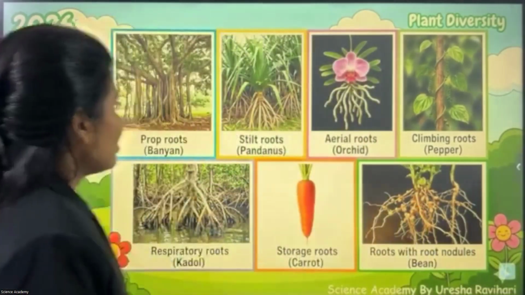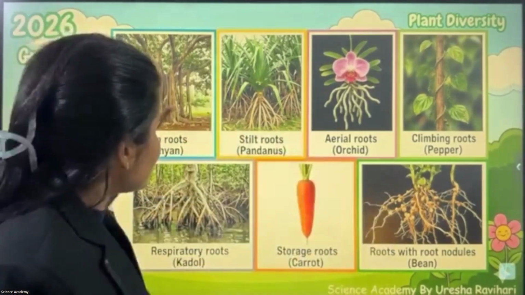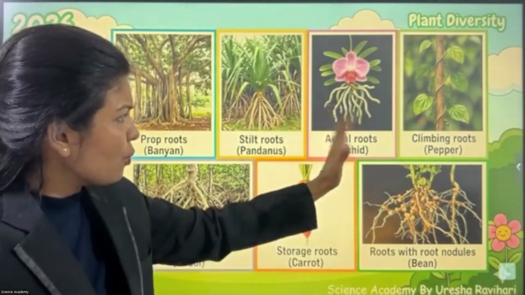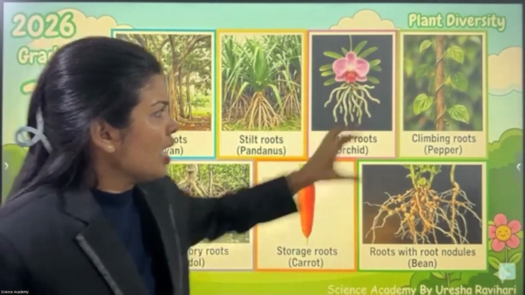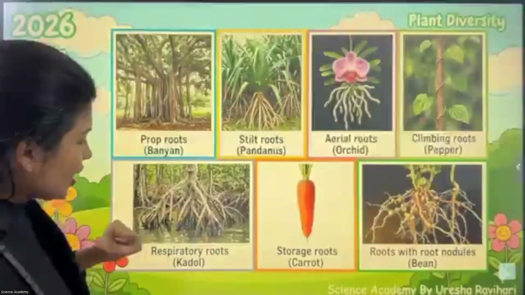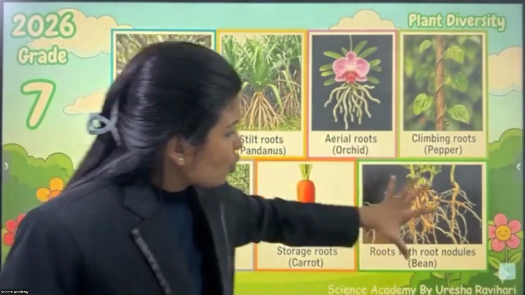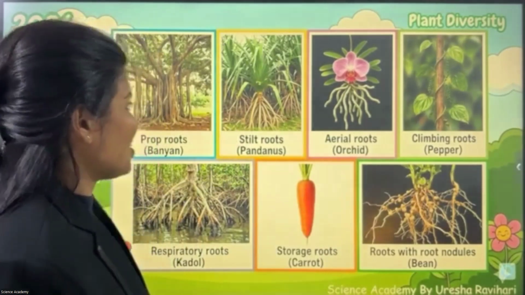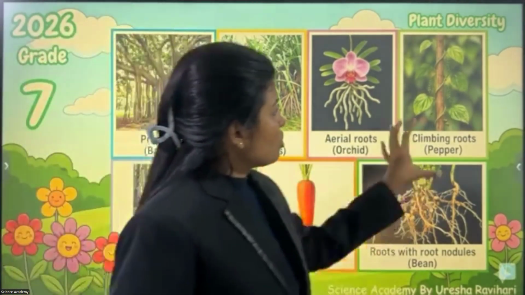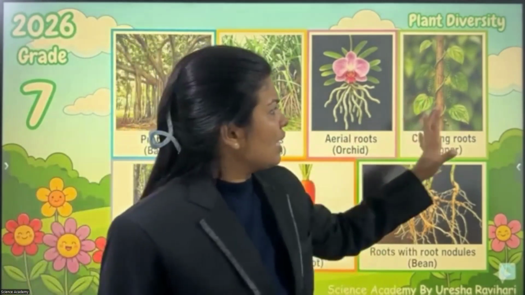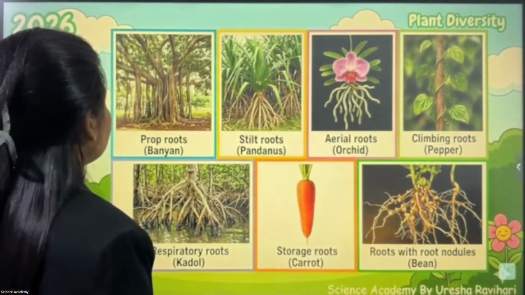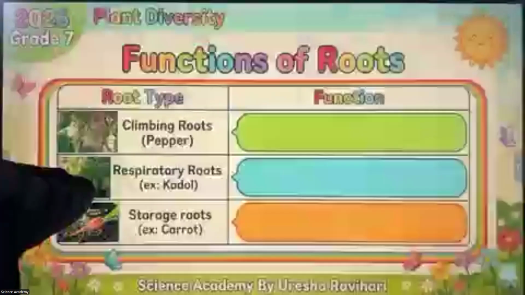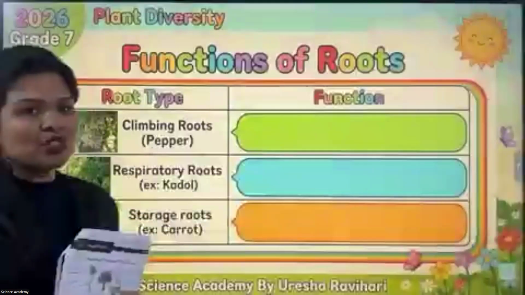Last week we discussed crop roots, silk roots, and aerial roots. Today we are going to discuss climbing roots, respiratory roots, storage roots, and roots with root nodules. I hope you are ready with the journey. First of all, we'll discuss climbing roots.